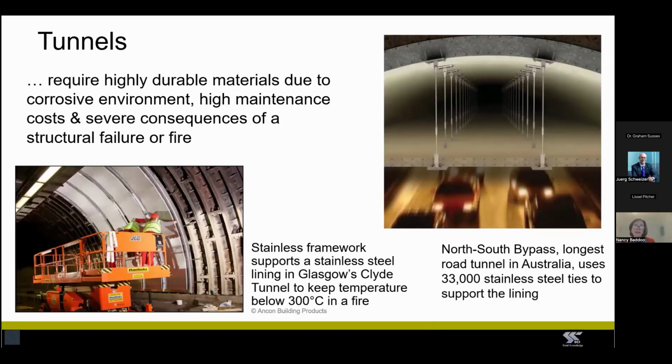And then finally, stainless steels are used for a wide range of applications in tunnels. For example, linings and their support framing, cable trays, maintenance walkways, fixings, fasteners, lighting, signage support, ground support anchors. And in this tunnel in Brisbane, duplex stainless steel was used for the stainless steel ties supporting the lining.